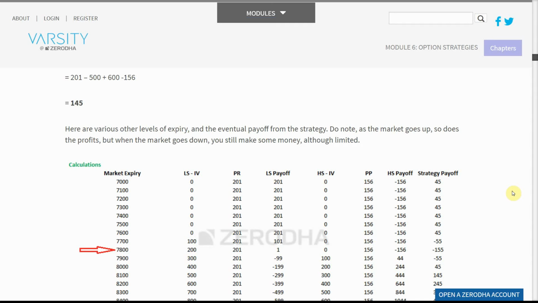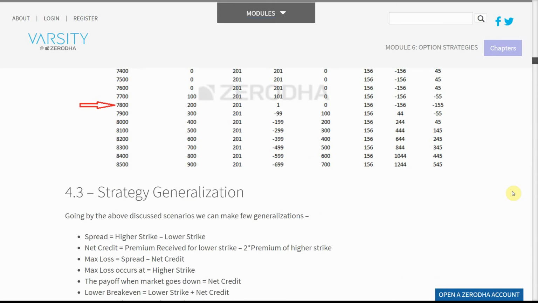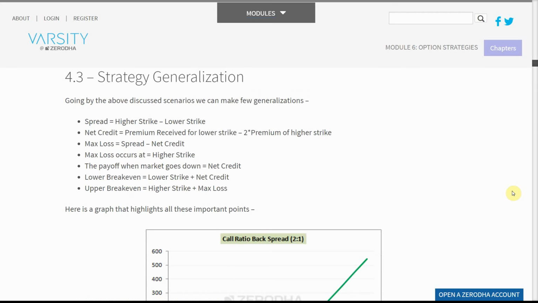4.3 Strategy Generalization. Going by the above discussed scenarios, we can make a few generalizations. Spread equals higher strike minus lower strike. Net credit equals premium received for lower strike minus 2 asterisk premium of higher strike. Max loss equals spread minus net credit. Max loss occurs at the higher strike. The payoff when market goes down equals net credit. Lower break-even equals lower strike plus net credit. Upper break-even equals higher strike plus max loss.